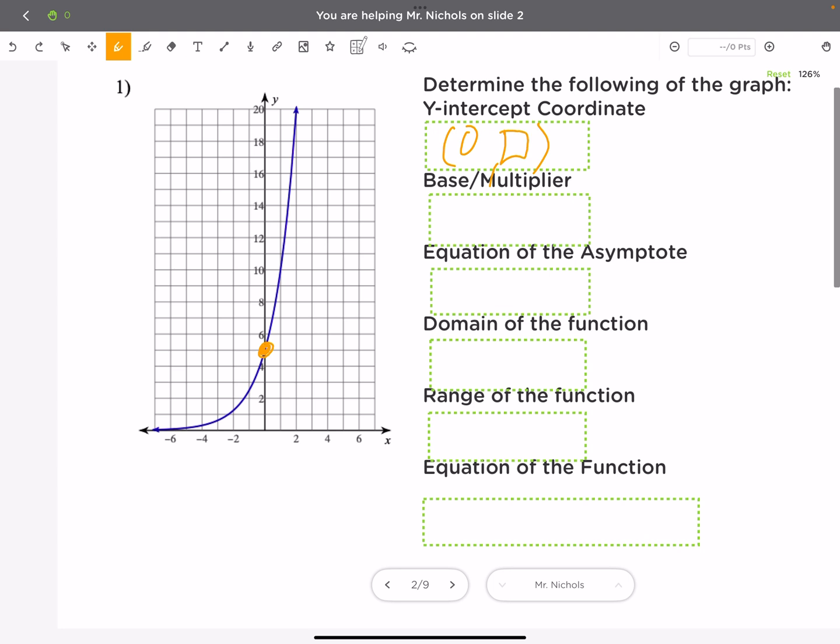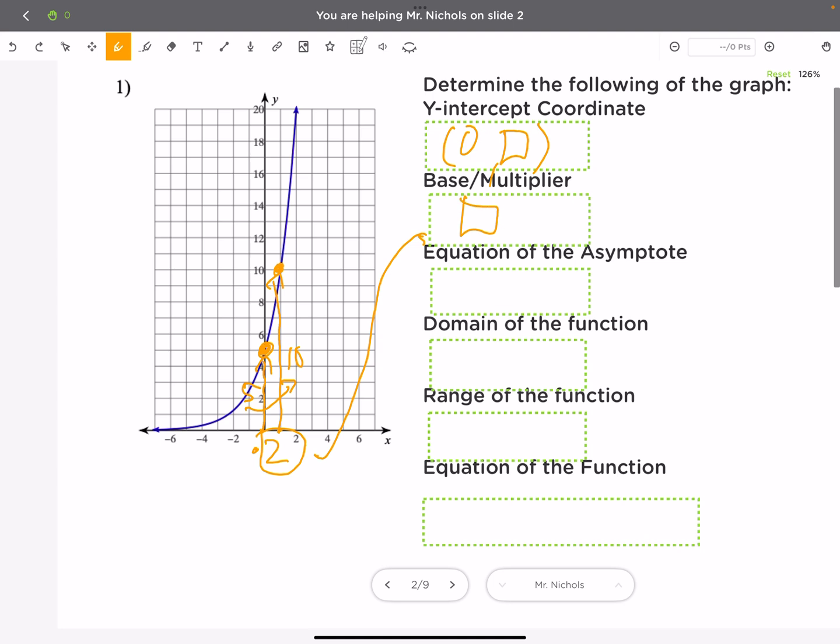For the base multiplier, it takes a little bit of time. So here, we're going up 5. And if I go 1 to the right, notice that, don't allow paste, it goes up to 10, right? So I go 5 up and then 10 up, right? And so from 5 to 10, what am I doing? I'm multiplying by 2. And so that's going to be my multiplier slash base.